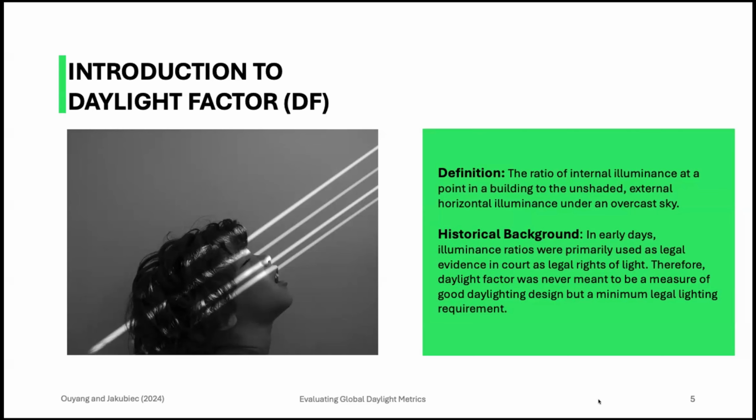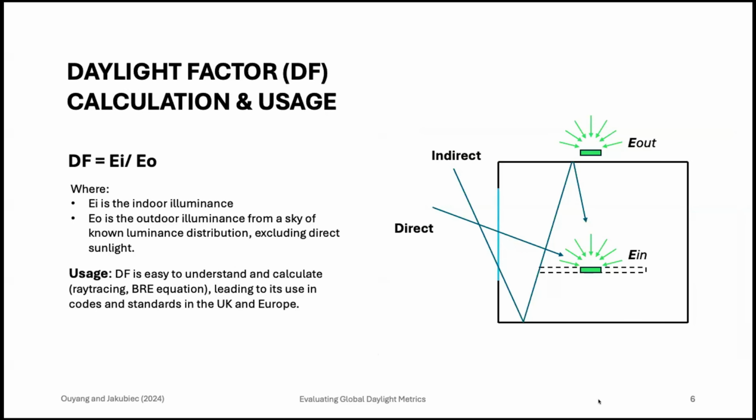That was introduced in 1911 by Trotter, and DF was initially used for legal rights of light, but has since become a standard in evaluating daylight sufficiency. DF is calculated using the formula DF = EI / EO, where EI is the indoor illuminance and EO is the outdoor illuminance. Its simplicity has led to the widespread use of this metric in building codes and standards, particularly in the UK and Europe.